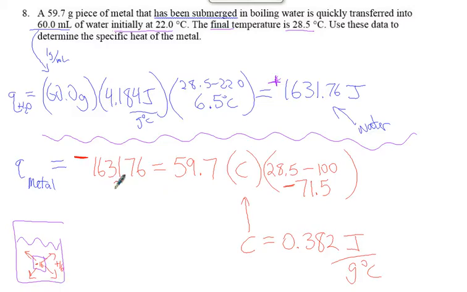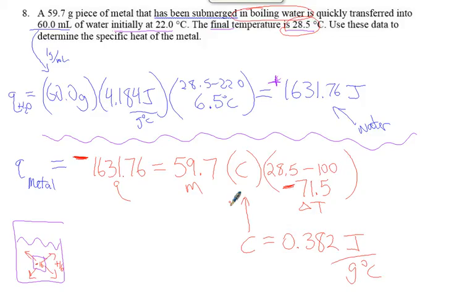So for Q, I plugged in negative 1631. This is the mass of the metal. Don't know the heat capacity. This is the other thing that throws people off. The metal was in boiling water ahead of time, so it was at 100, and it's finishing at 28 degrees Celsius. So it drops in temperature by 71.5 degrees. So we have a negative Q here, and we have a negative delta T here, and when the negatives get divided into each other, they cancel out, and we end up with a heat capacity for metal of 0.382 joules per gram degree Celsius.